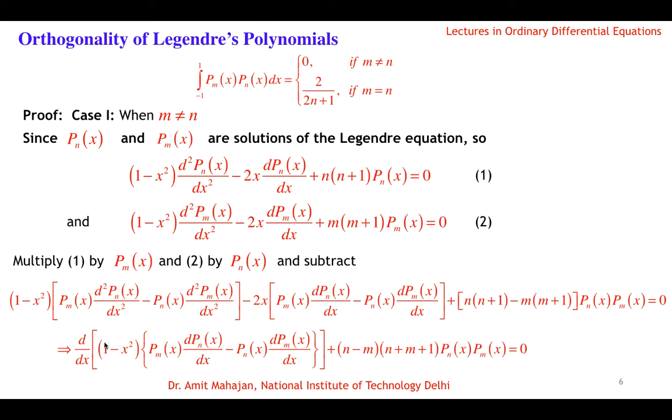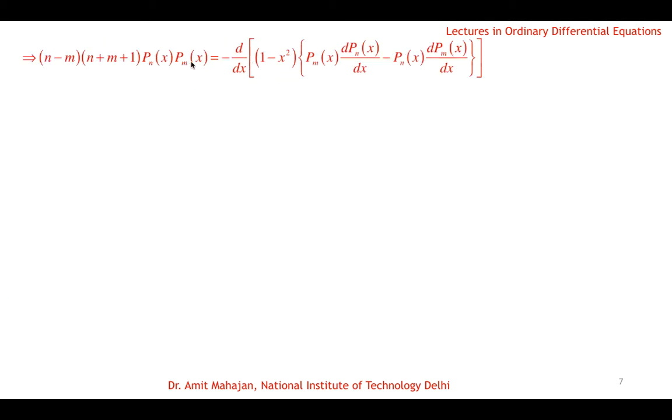Okay, so you see that the first function into the derivative of this will be this, and the second function into the derivative of 1 minus x squared, which is minus 2x, so minus 2x times this. Okay, so these two can be combined into a single term, and the term inside the bracket is n squared minus m squared plus n minus m, so n minus m can be taken outside into (n+m+1). Okay, so this can be rewritten. So from here we can calculate Pn(x) Pm(x) as minus of this. Okay, so this term was brought from the left hand side to the right hand side.